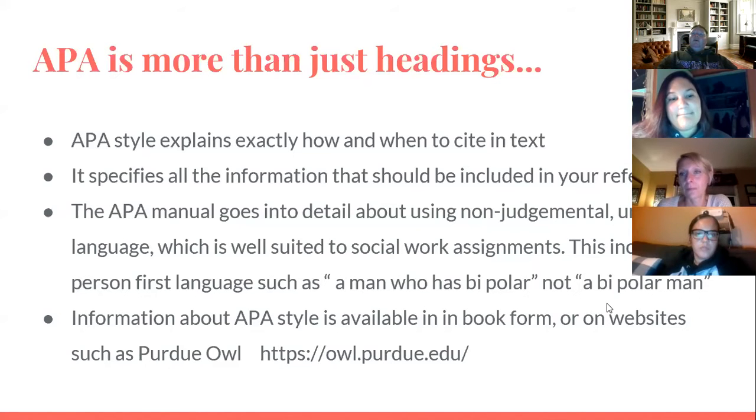It is about non-biased, judgment-free language, person-first language, which is very much in line with social work values. For example, I put in the slide, a man who has bipolar disorder, not a bipolar person. And there are many places you can go to get this information. There is the APA website, the APA manual, the physical paper book, and there are places like Purdue OWL.